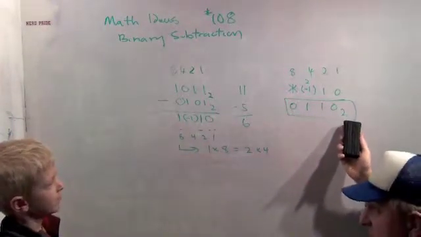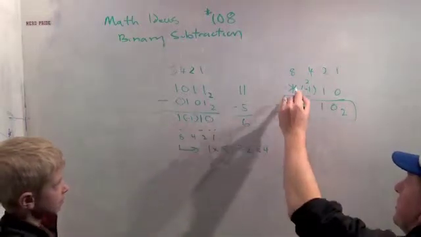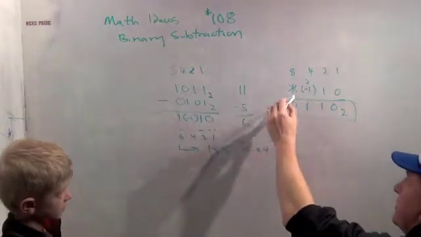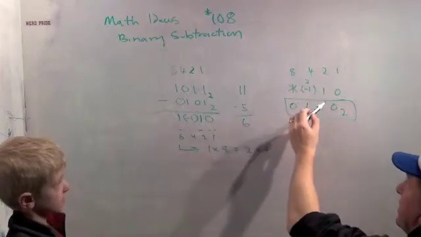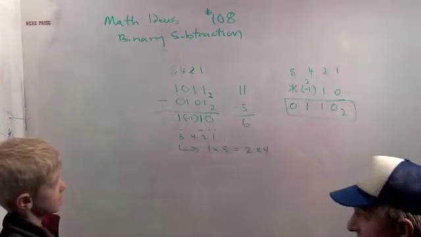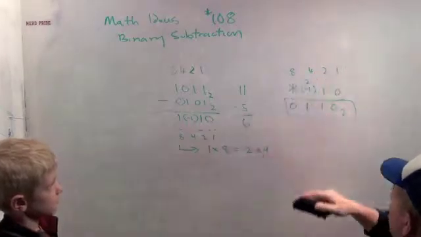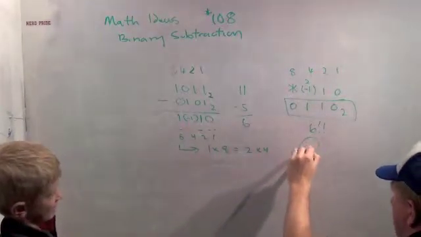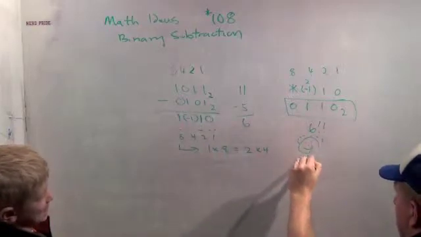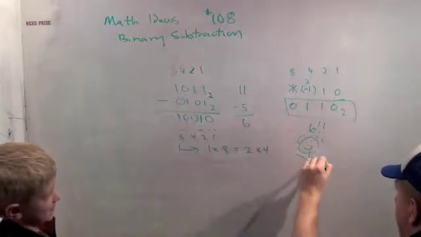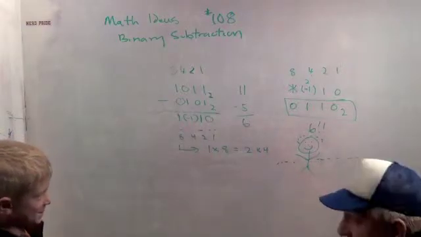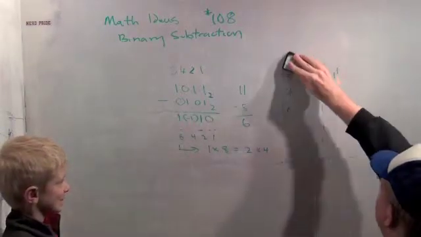Now we were hoping we would get 6, right? So this is 0 times 8, 1 times 4, 1 times 2, 0 times 1, and that is? 6. Because it's 4 plus 2, which is 6. Yay, 6. Okay, now are you ready to do one all by yourself?